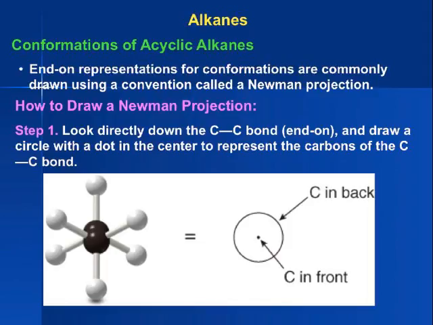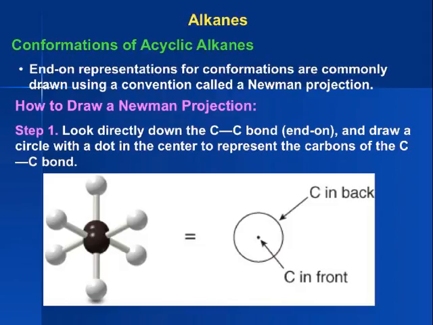Okay? But we have to have a way to represent that. And so the way that we represent that, when I'm holding the carbon-carbon bond that I'm interested in, the carbon that is away from me, we represent as a big circle. That means it's away from me. The carbon that's closest to me is a little dot. Okay? So the dot represents the carbon that's in front. The big circle represents the carbon that's in the back. Okay? So how do I represent that carbon-carbon bond? I don't. It's the projection.